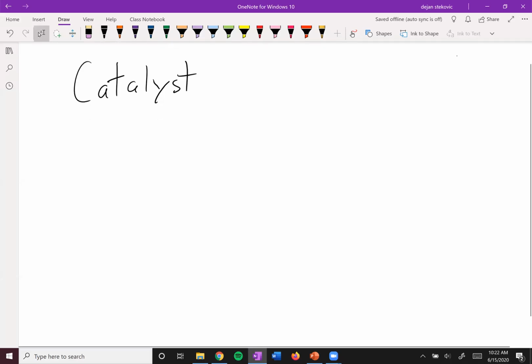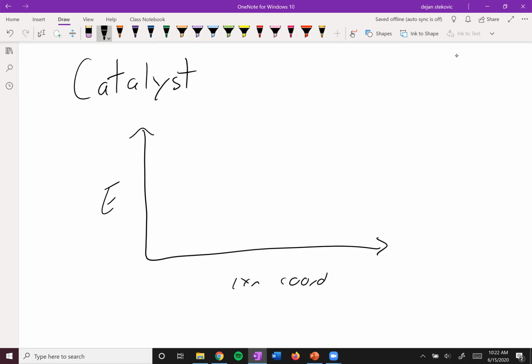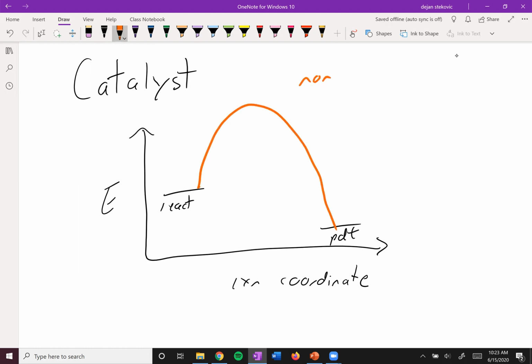All right, next up, we're going to take a look at what a catalyst does and how this affects K. So here we have on the left energy. Over here we have reaction coordinate or just reaction. So we're going to take a look at it in a reaction coordinate diagram. So in this case, we'll have reactant over here, product over here, and then we'll say this is the non-catalyzed direction.